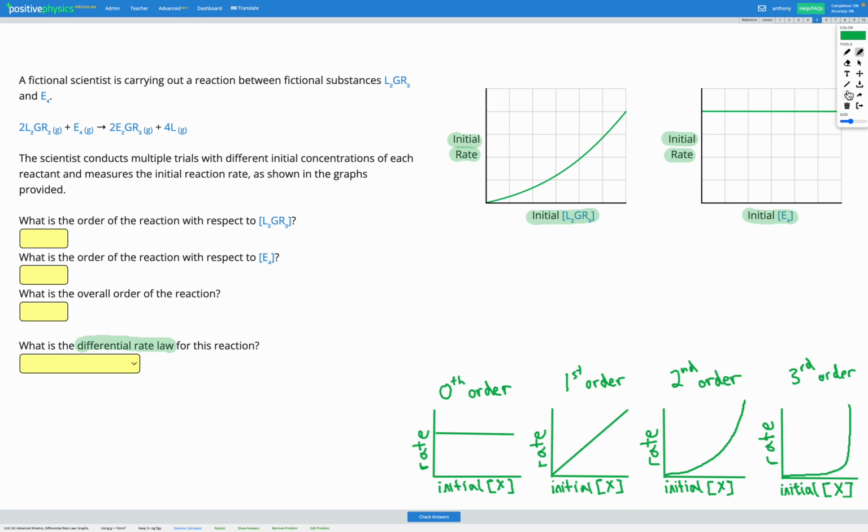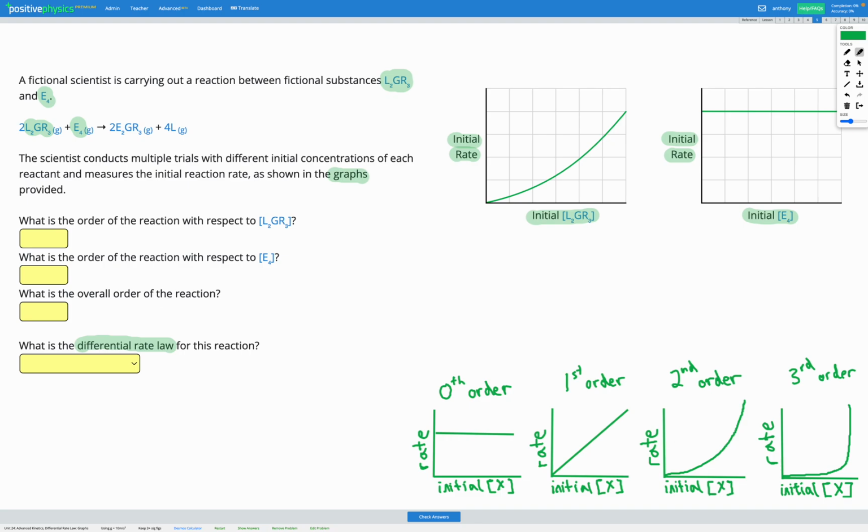So in this question, we have a fictional reaction between L2GR3 and E4. So we can see in our equation, we've got 2 L2GR3 plus E4. And our scientist conducts multiple trials with different initial concentrations of each reactant and measures the initial reactant rate. That's how they get those graphs provided of initial rate against initial concentration of each thing.